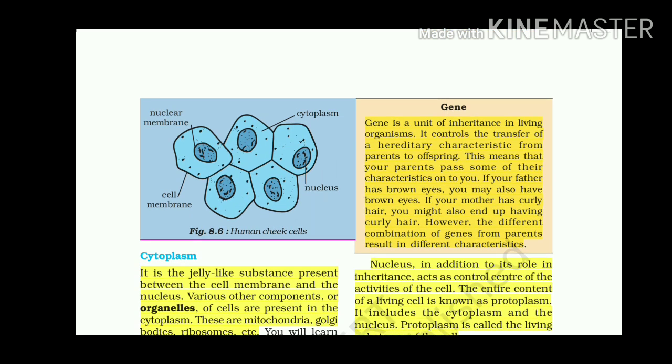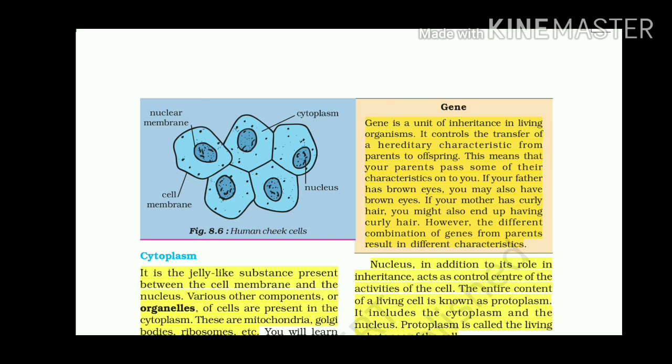Gene is a unit of inheritance in living organisms. It controls the transfer of the hereditary characteristics from parent to offspring. This means that your parents pass some of their characteristics to you. If your father has brown eyes, you may also have brown eyes. If your mother has curly hair, you might also end up having curly hair. However, the different combination of genes from parents results in different characteristics.